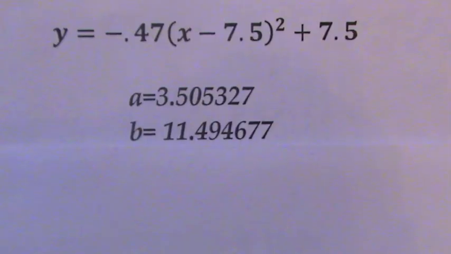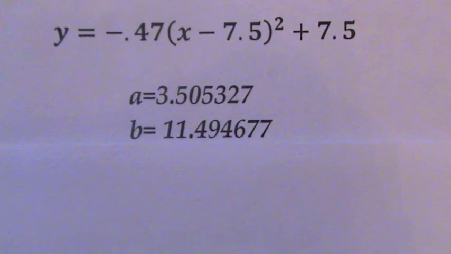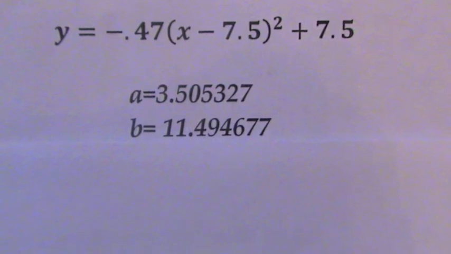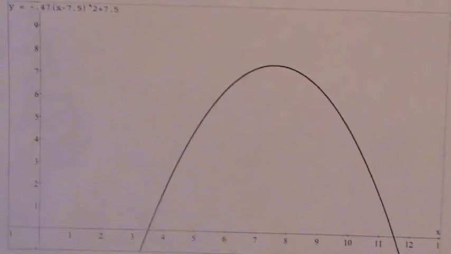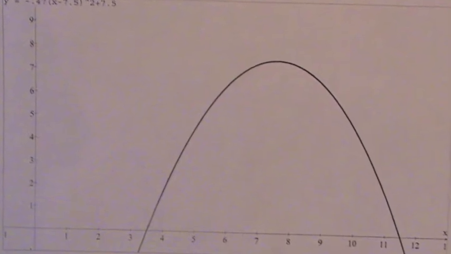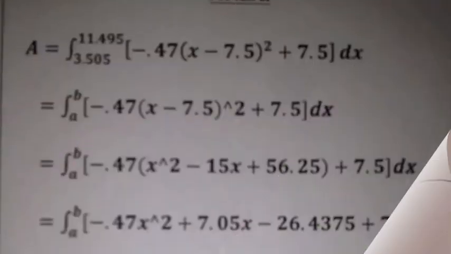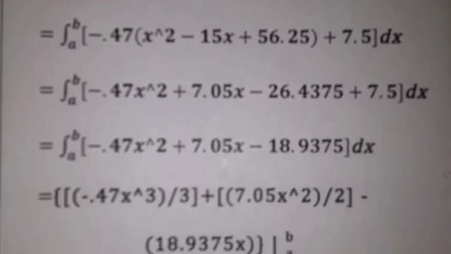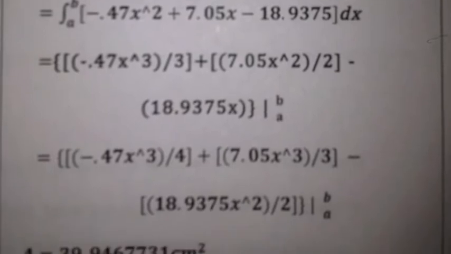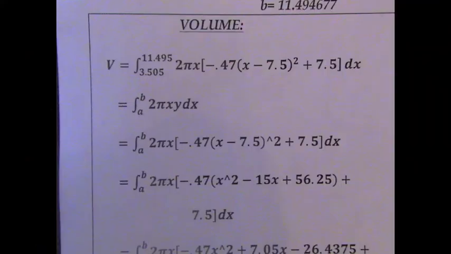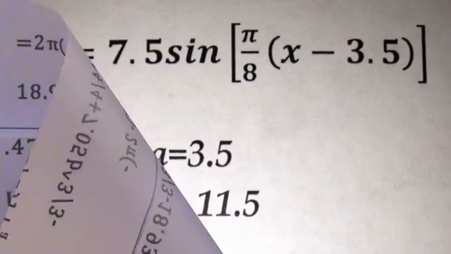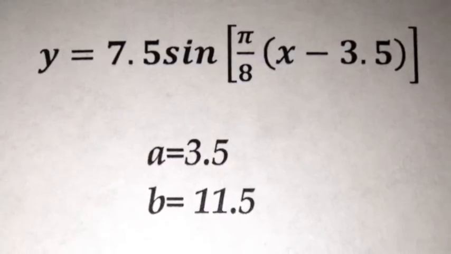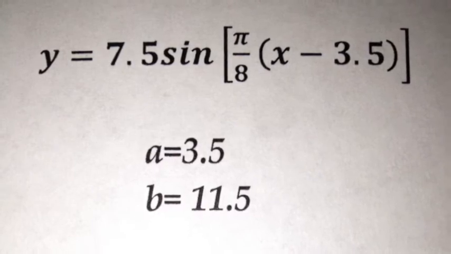Based on our cross-section, I came up with the quadratic equation, which is y equals negative 0.47 times (x minus 7.5) squared plus 7.5. As you can see on the graph, the limits of integration are 3.505327 and 11.494677. Based on our work, the area of the quadratic is 39.9467731 centimeters squared. And my calculated volume is 1,882.447333 centimeters cubed.